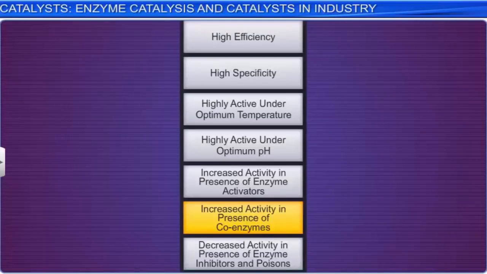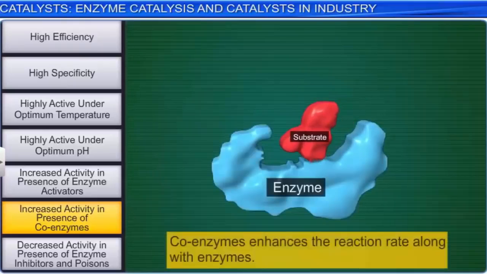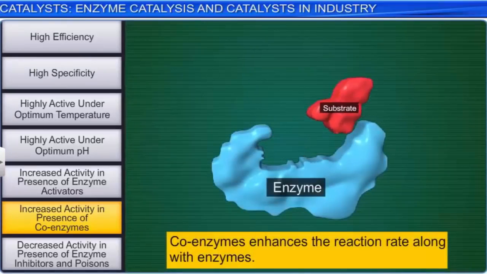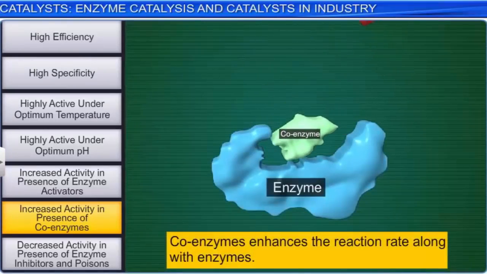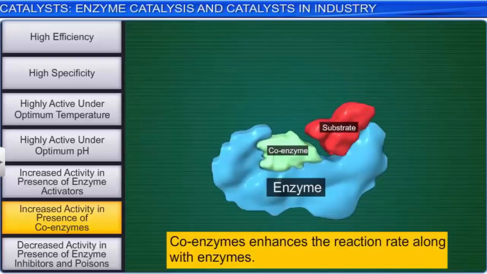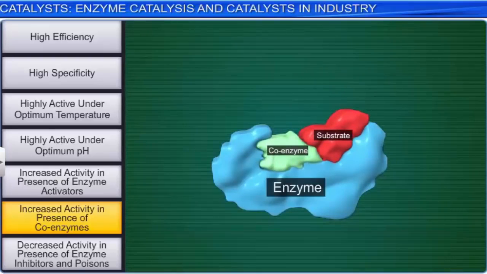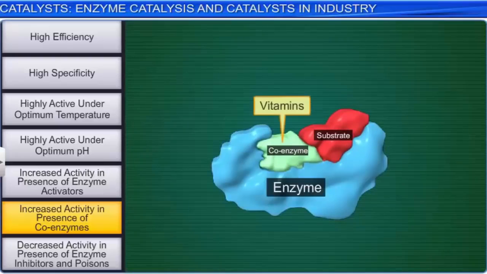Enzyme activity also increases in the presence of certain substances known as coenzymes. They are called coenzymes because they work together with enzymes to enhance reaction rates. Most coenzymes are derived from vitamins. It is important to note that coenzymes are the non-protein portion, while enzymes are proteins.